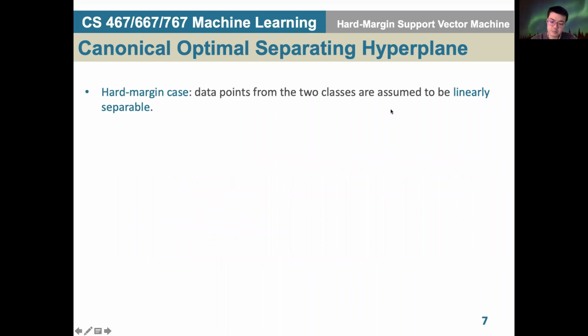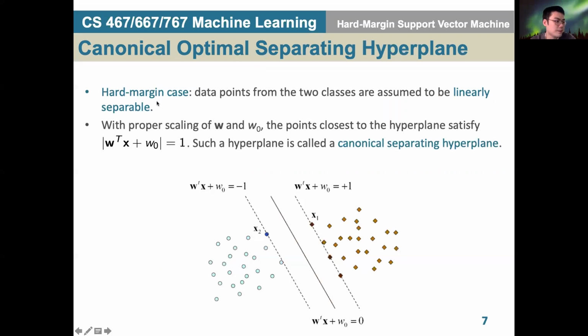So the hard margin case, basically, we require that two classes are assumed to be linearly separable. Okay, if they're not separable, this case does not apply. We have no solution here. So we assume that if really we can draw a line, like this line, to separate these two sets of points, then this line separates the brown points and the blue points.